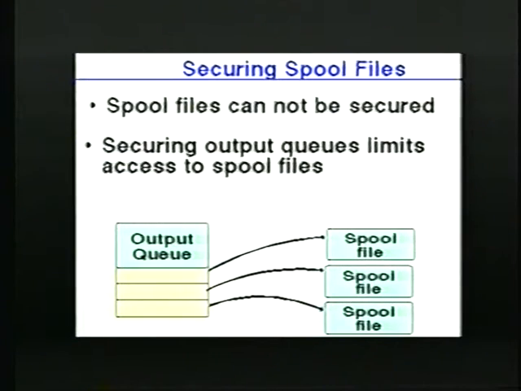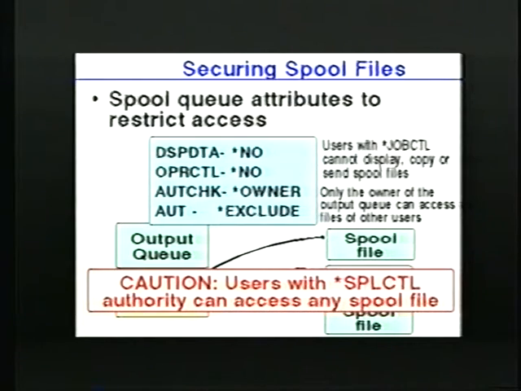Let's first take a look at an example of this relative to how spool files are secured. Well, we cannot secure the individual spool files, but all spool files exist on output queues, and the output queue is an object, so we can use object level authority to secure the access. You have to have access to the output queue to look at the spool file. And actually the attributes of the output queue are going to control who has access to the output queue.